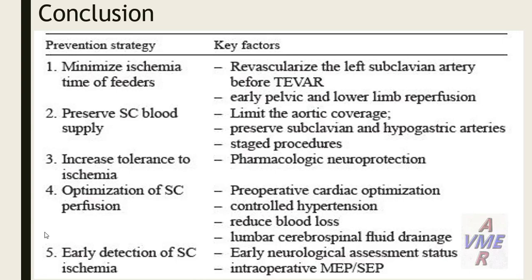So what is the conclusion? Minimize ischemia time of the feeder by revascularization of the left subclavian artery before TAAA on a routine basis, and early pelvic and lower limb perfusion. Preserve spinal cord blood supply by limiting the aortic coverage. Preserve subclavian and hypogastric arteries with staged procedures. Increase tolerance to ischemia by pharmacological neuroprotection. Optimize spinal cord perfusion. Preoperative cardiac optimization.